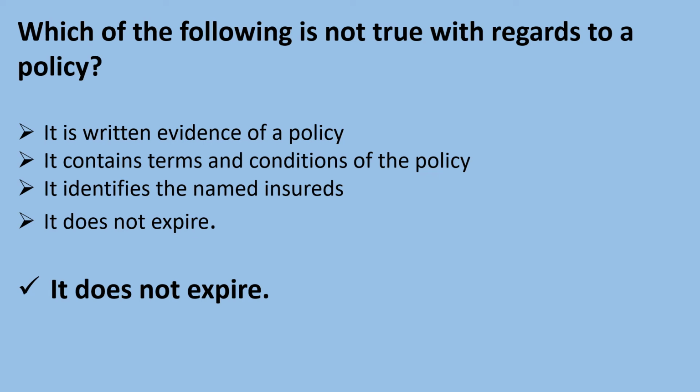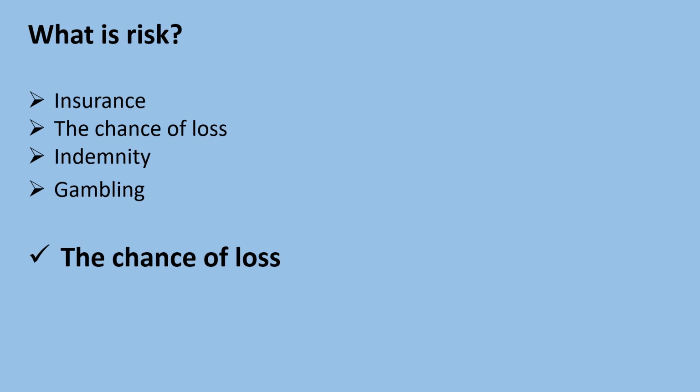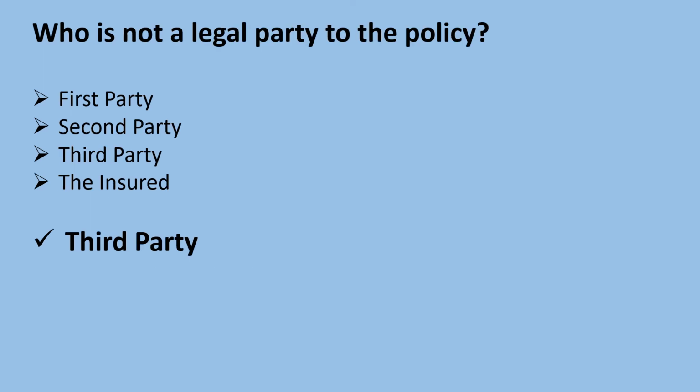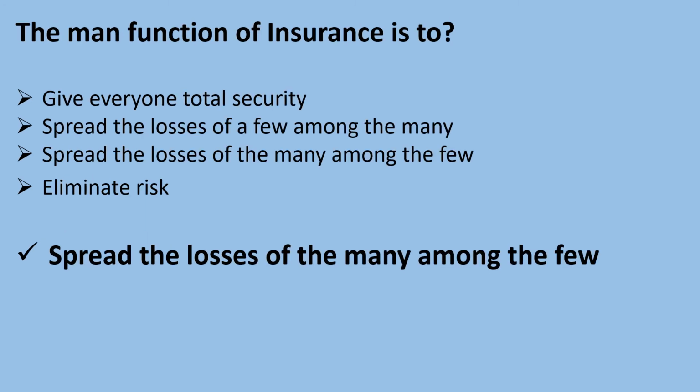Which one is not true with regard to the policy? It does not expire: this is false, because every policy expires at a particular time. What is risk? It's a chance of loss. Who is not a legal party to the policy? That's the third party. The main function of insurance is to spread the loss of the few amongst the many.